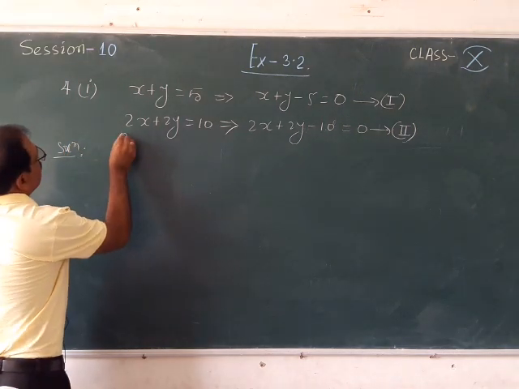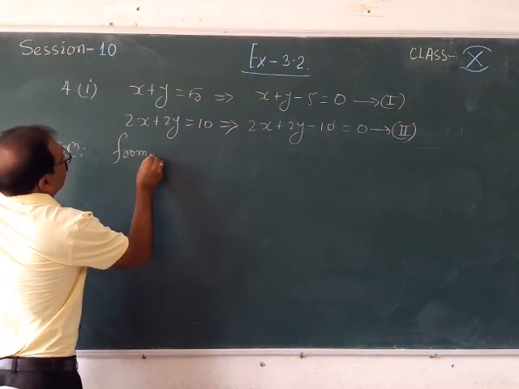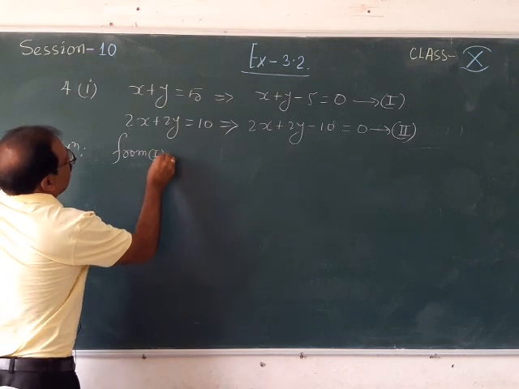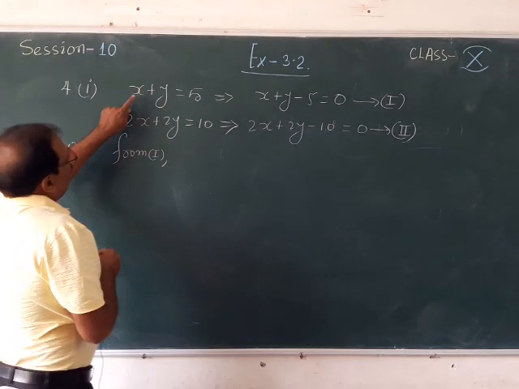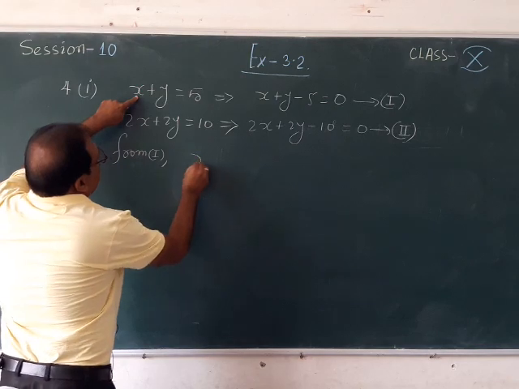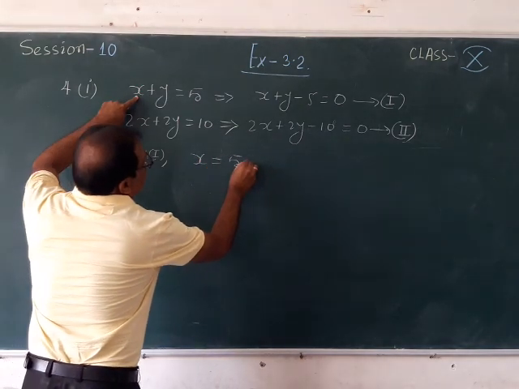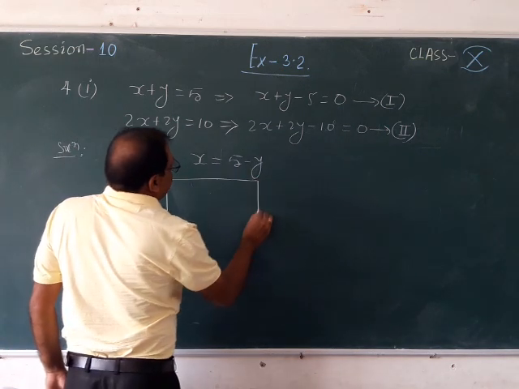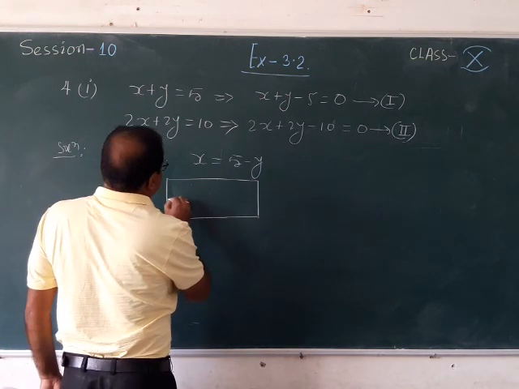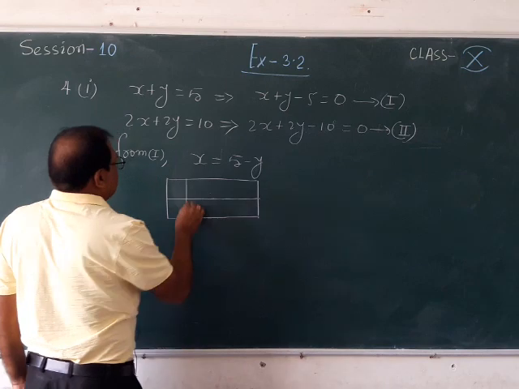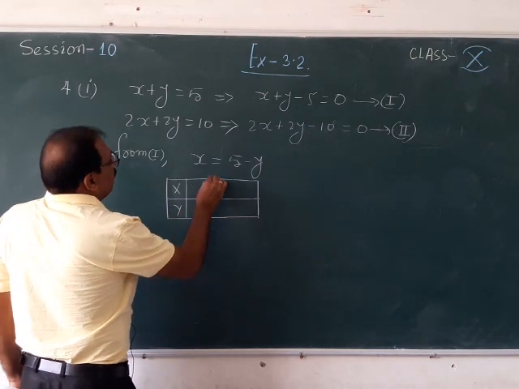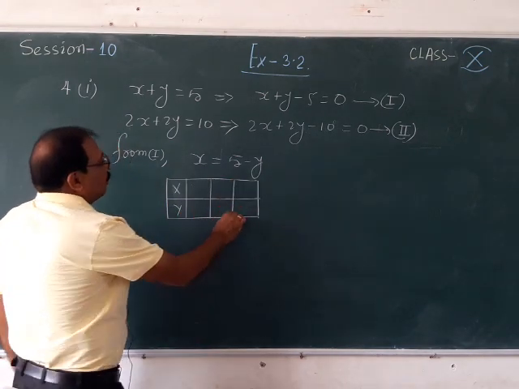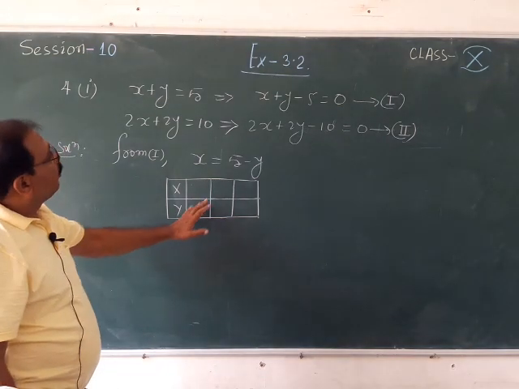Here from the first we can write x is equal to 5 minus y, and after writing that you need to write the value chart, that means the solution set. For this you have to make a table here, and 3 values are most compulsory. So take the value of y.